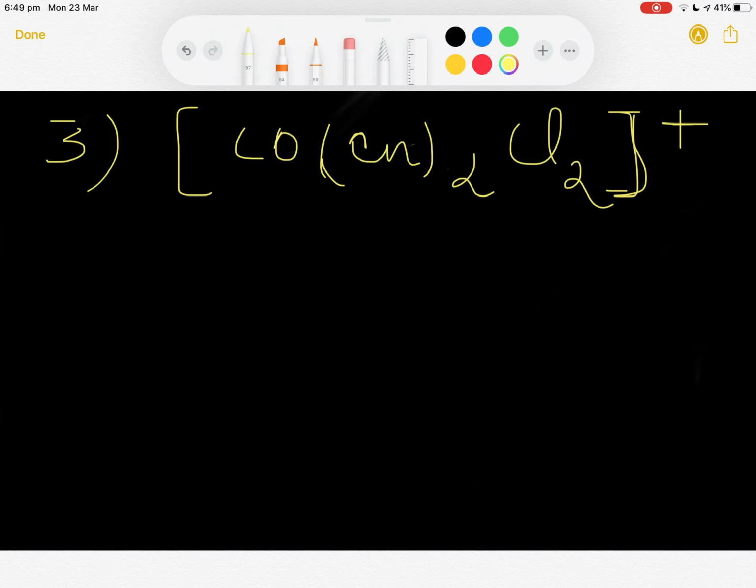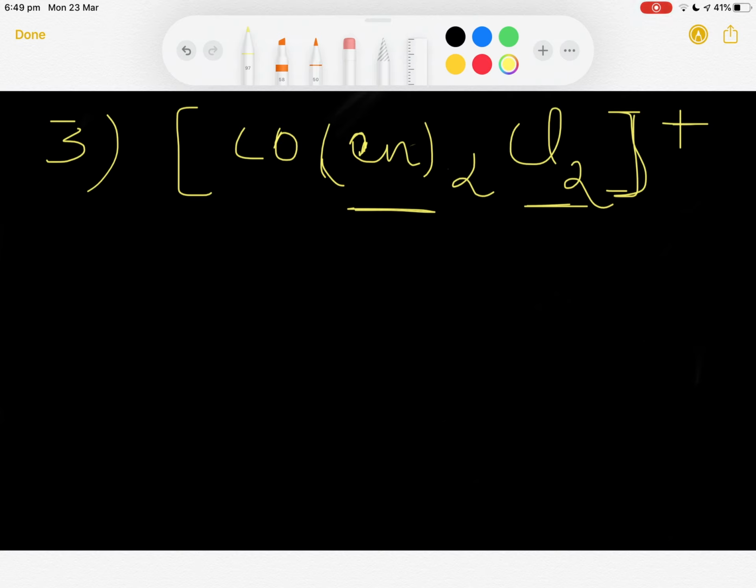Now, how to name this complex? You can see here there are 2 different types of ligands. So it's a heteroleptic type of complex. Now, in such complexes, we can even see one ligand as didentate.